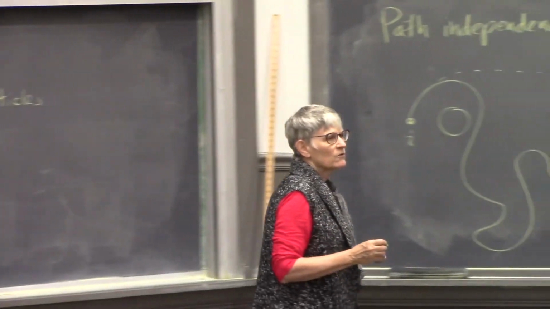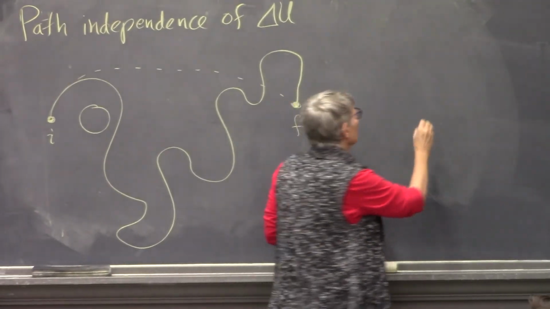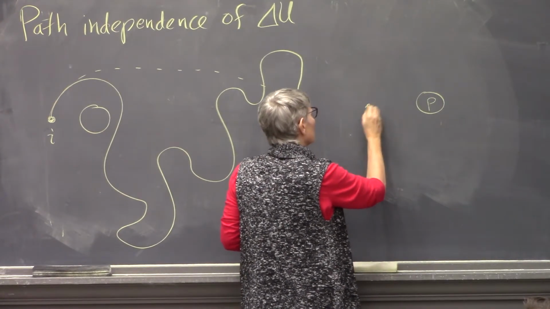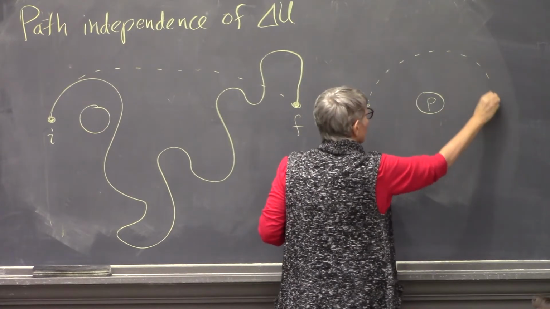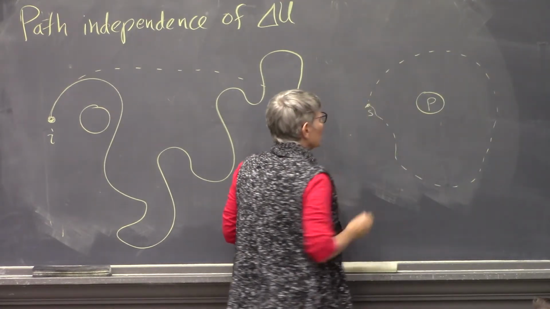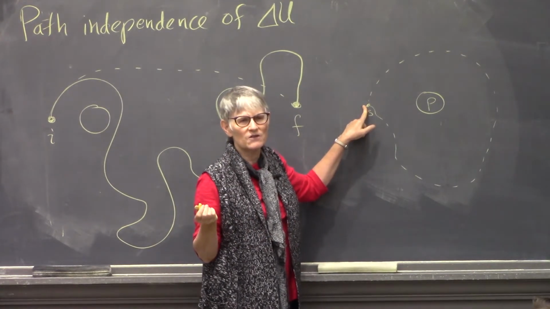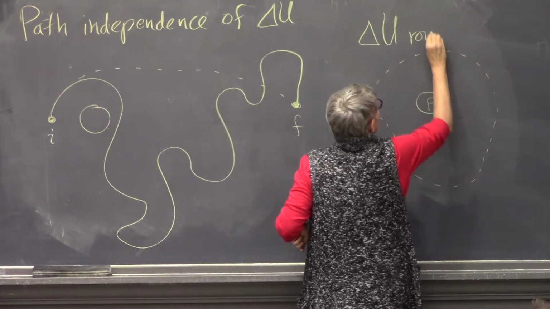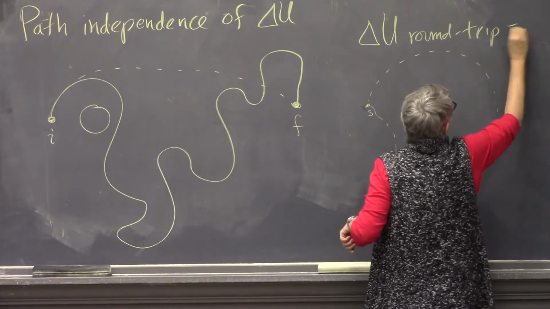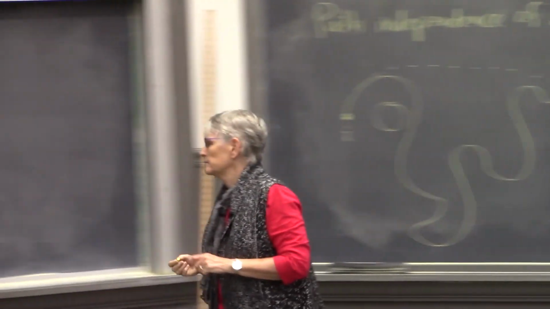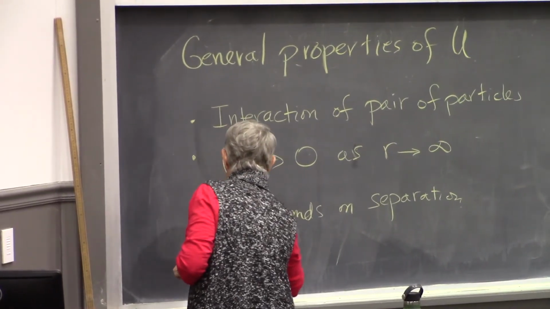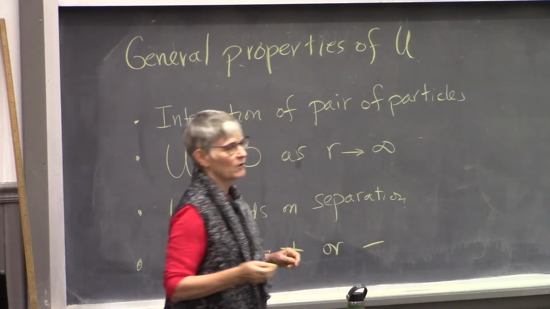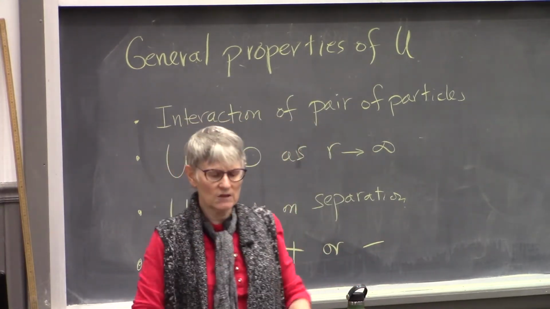What does that tell us about a round trip change? So if here's our planet, here's our spacecraft, it starts here and does something weird and comes back here. What's the change of potential energy of the system? That's 0, isn't it? So delta U round trip is going to be 0. And one final thing we've done is U can be positive or negative depending on whether the interaction between these two objects is repulsive or attractive.